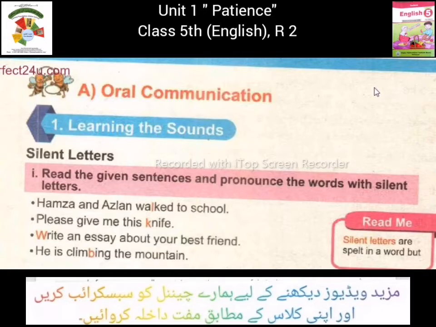So W is silent. Next: He is climbing the mountain. In this word climbing, B is silent, because we do not pronounce this word with the B sound. We pronounce it as climing. So the B sound in this word is a silent letter. We will not pronounce this letter in this word.